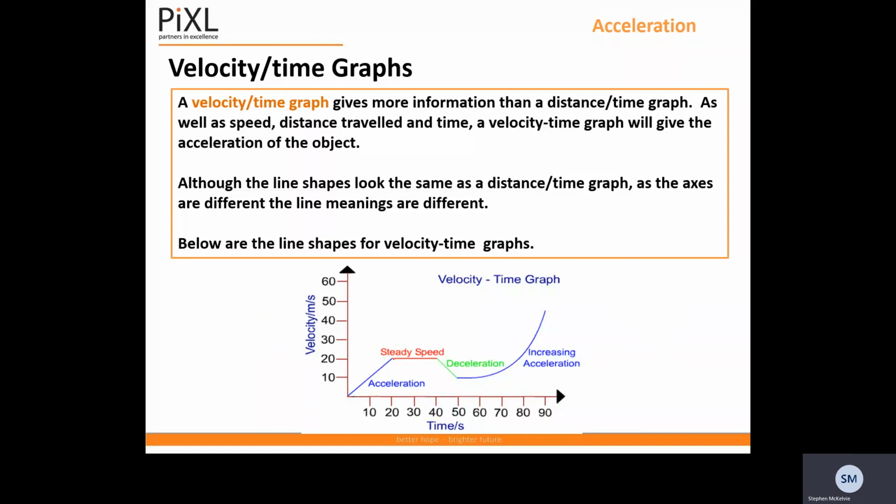Where a distance time graph said that a flat line was stationary, in a velocity time graph, it means that the object is traveling at a steady speed. Between the time of 20 seconds and 40 seconds, this object was traveling 20 meters per second, and that didn't change.